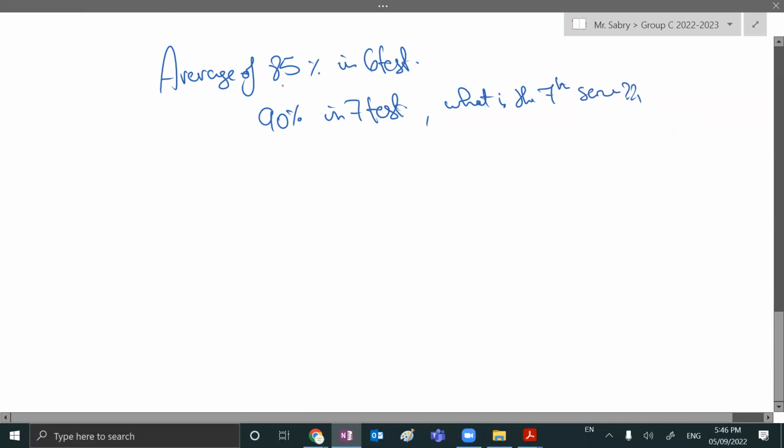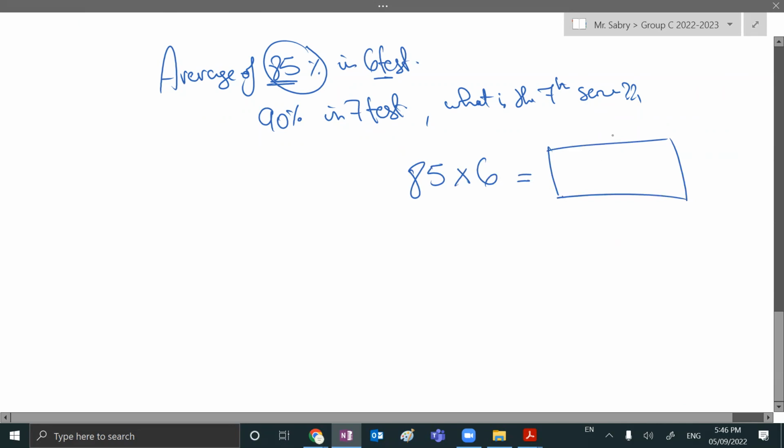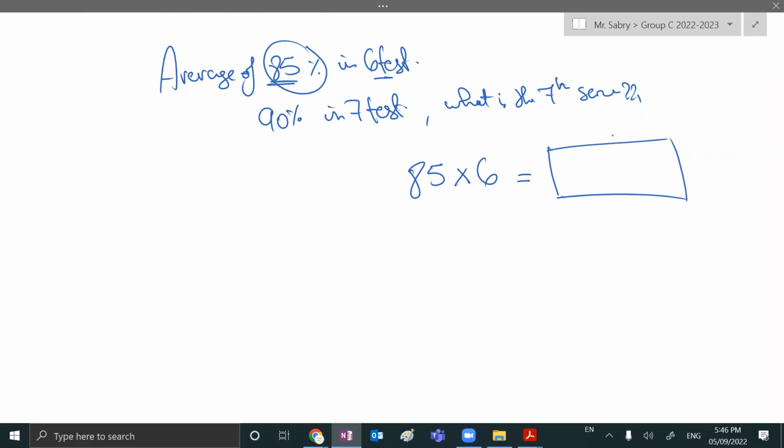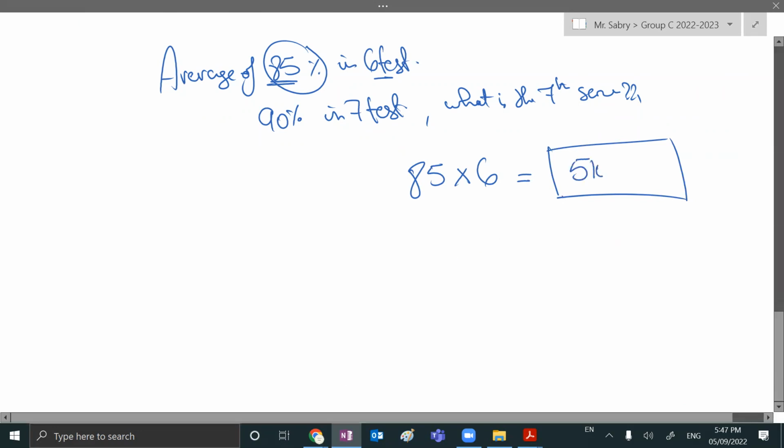Yeah. You're given the average. So whenever you see an average and a number, without even reading the remaining part of the question, take that average and multiply it by the number. That would give you the sum of the scores of all 6 tests. Correct? So 85 multiplied by 6, that's 510. So this is the sum of the 6 tests.